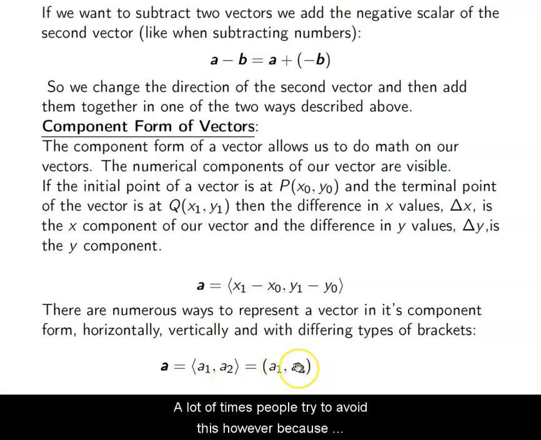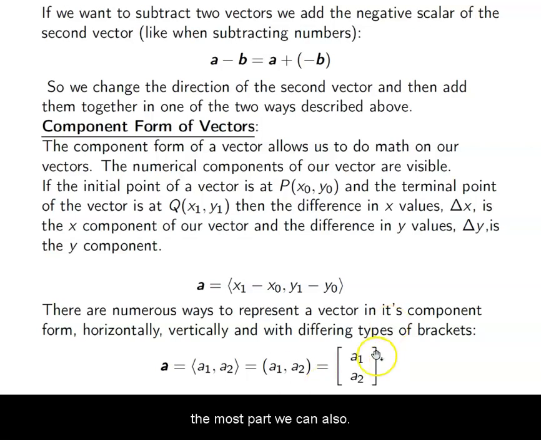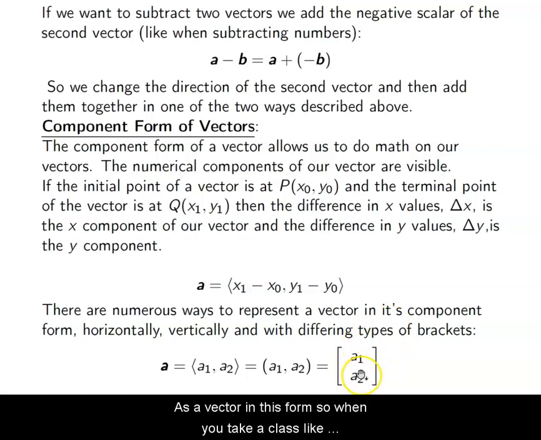A lot of times people try to avoid this, however, because it's really easy to confuse this as a point in space, although that's pretty much kind of what a vector is for the most part. We can also represent it vertically as a vector in this form. So when you take a class like linear algebra, this is generally how we represent vectors in a linear algebra course. Okay. So let's talk about the magnitude of a vector.